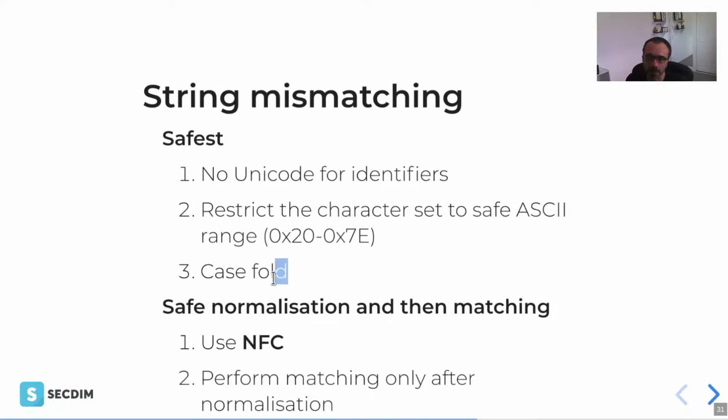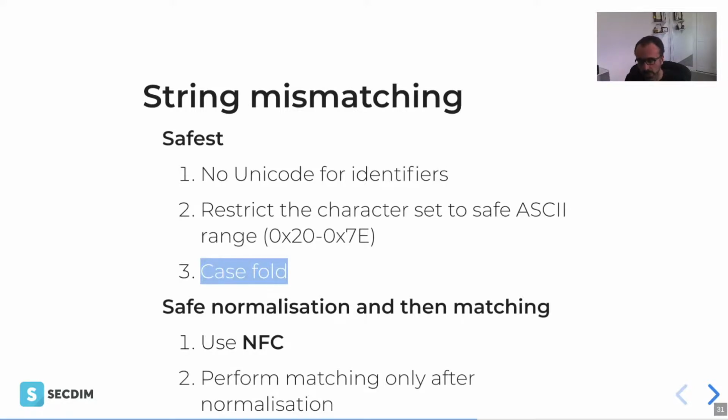And one thing that perhaps we overlook a lot is to case fold. Say you have a registration system for an online forum or a discussion board. You don't want to allow users to register the username admin or root, all in lowercase, but then let another person register ADMIN all in capitals, or ROOT all in capitals, or a different combination of that. So if you want to do safe string matching for identifiers, do not allow Unicode. That's the safest bet. Restrict to the safe ASCII range and case fold. Just after this, perform your string matching.